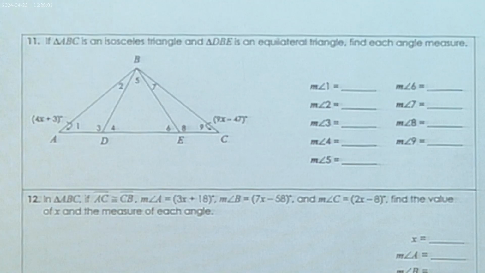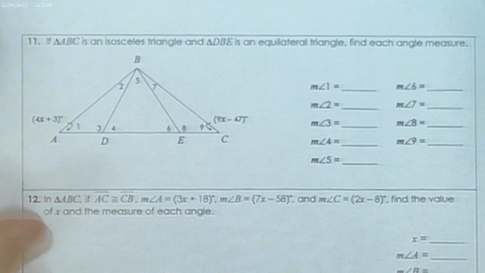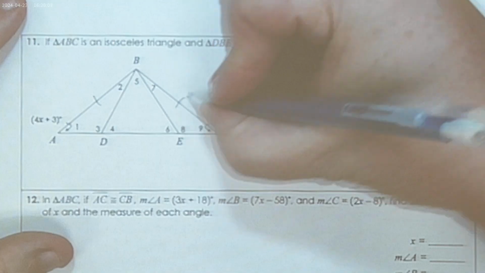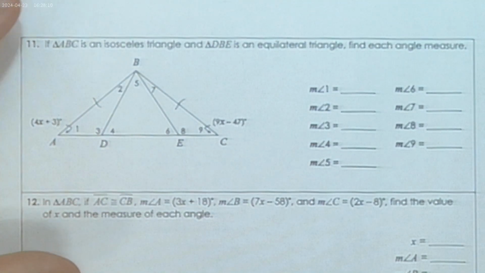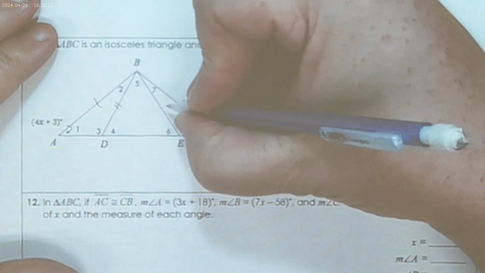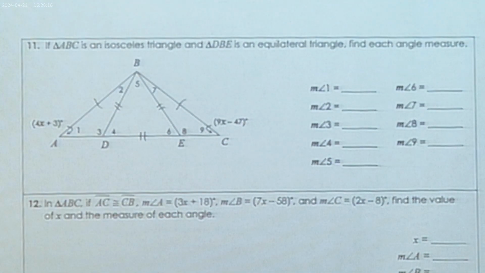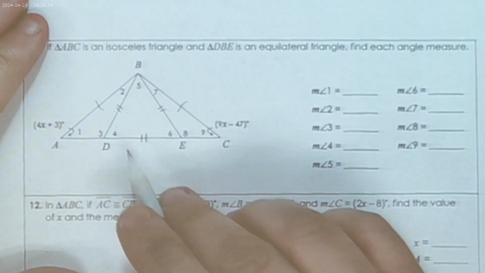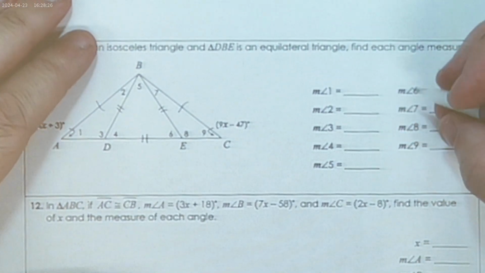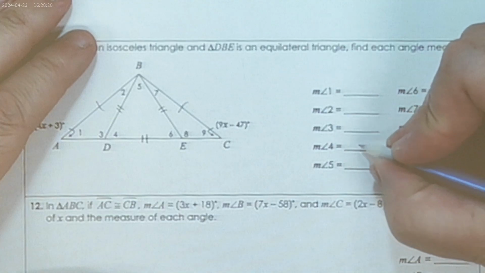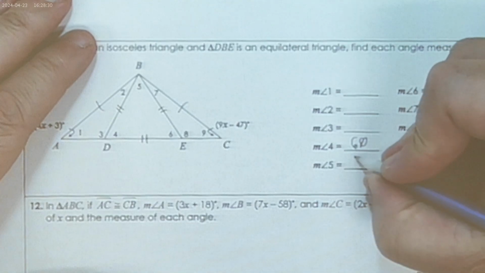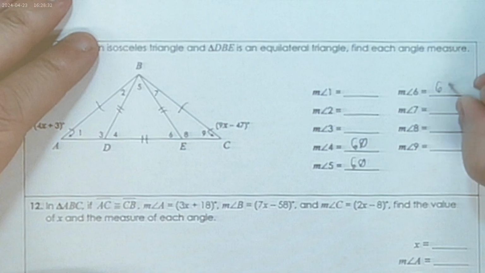So, all right, ABC is isosceles, and DBE is equilateral. Find each angle measure. Oh, that is nice. All right, okay. So what this means is angles 4, 5, and 6 are going to be 60. So 60, 60, 60.